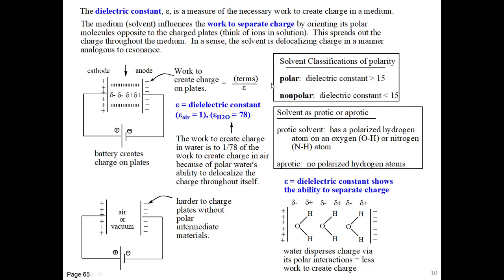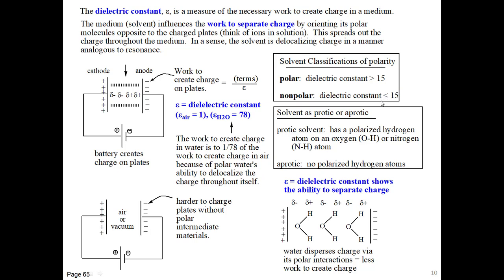Now, what we're going to do is say the solvent, in this case water, is polar if its dielectric constant is greater than 15. Well, water is 78, so definitely water is polar. We'll look at other organic solvents too. Or we'll say it's nonpolar if the dielectric constant is less than 15. So then it's not helping out the work very much, just some other smaller fraction of that.